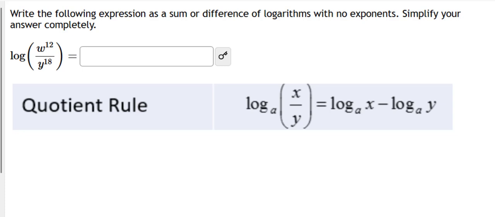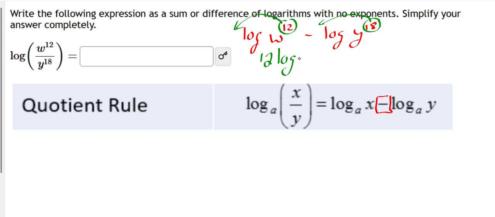Now, it says write this as a sum or difference, basically expanding it. If you have a log that's being divided, then you can separate it by a subtraction. So this would be the log of w to the 12 minus the log of y to the 18. Now let's not forget about the power rule. That would make these come to the front, right? So this is 12 log w minus 18 log y. Okay?